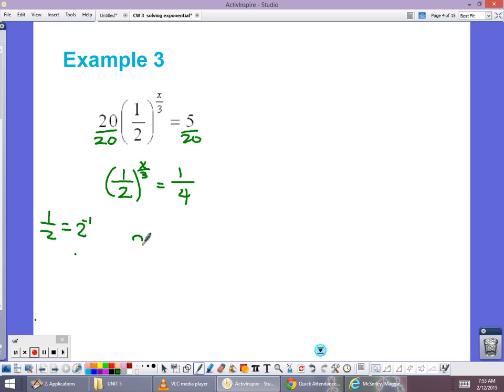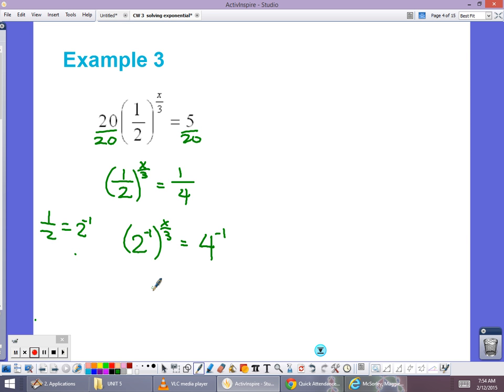and then maybe that'd be easier to deal with. 2 to the -1 to the x over 3. And how would I rewrite that one? 4 to the -1. Okay. Have I lost you yet? So instead of dealing with a fraction, I can deal with 2 and 4. And aren't 2 and 4 a little easier, maybe?